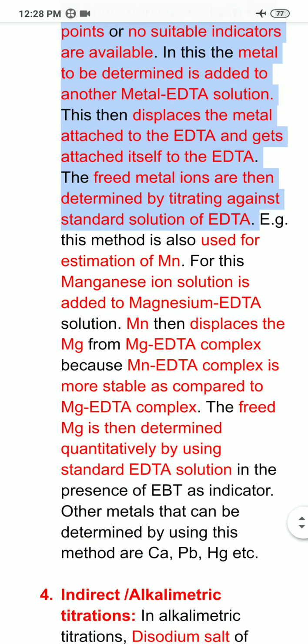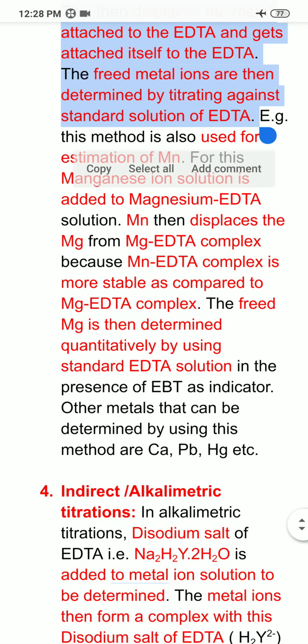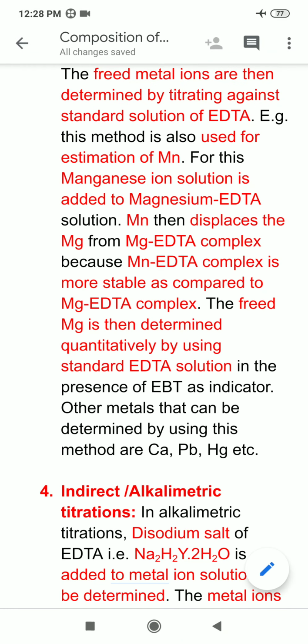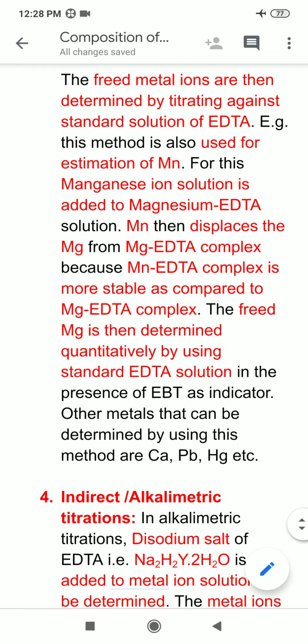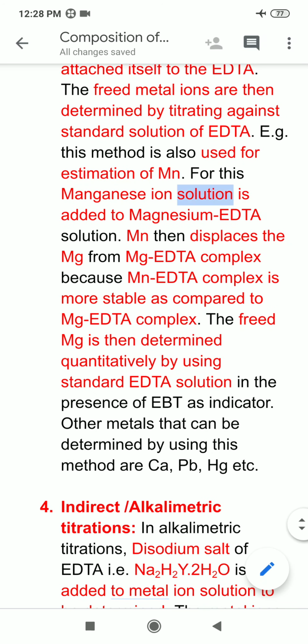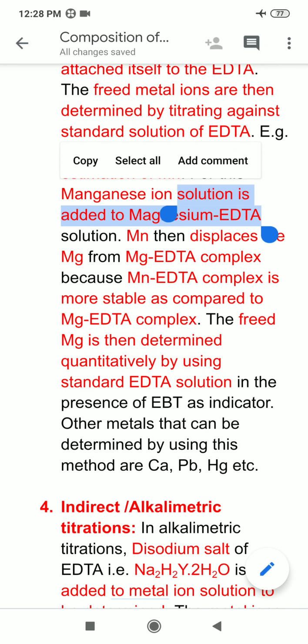For example, this method is also used for estimation of manganese. How? For this, manganese ion solution is added to magnesium EDTA solution. What we are doing, we want to estimate manganese ion solution. So what we will do in replacement titration, we will add manganese ion solution to magnesium EDTA solution.